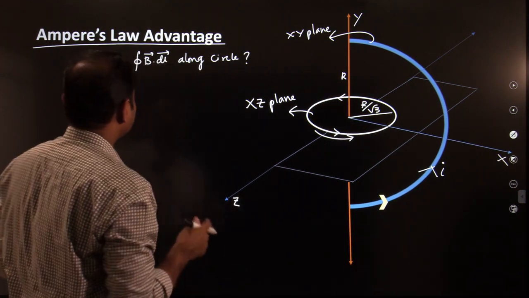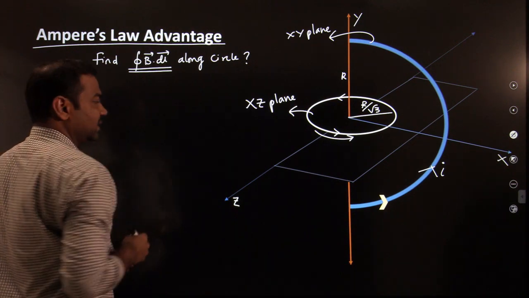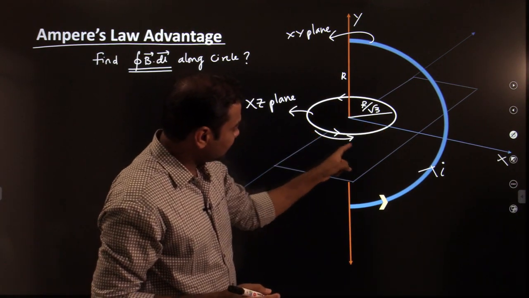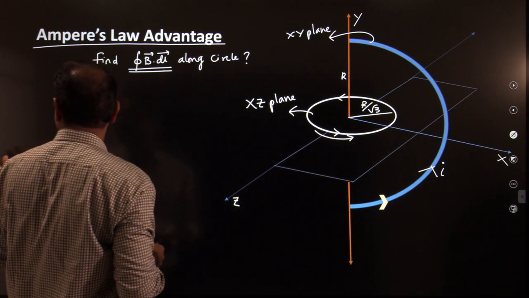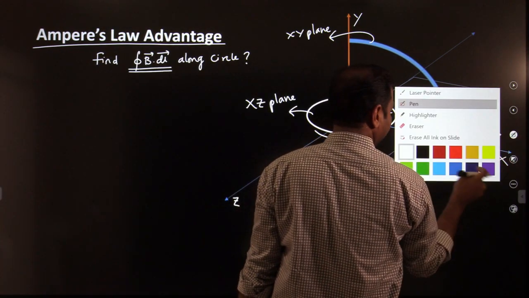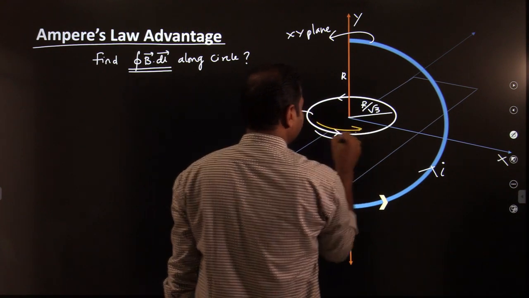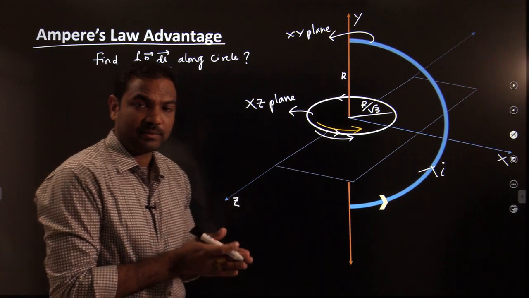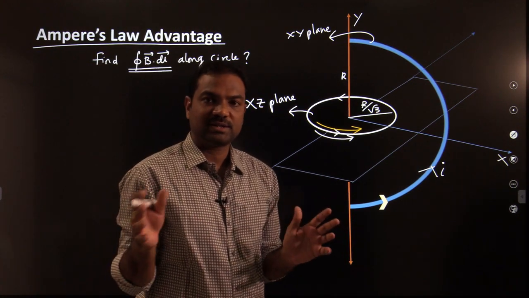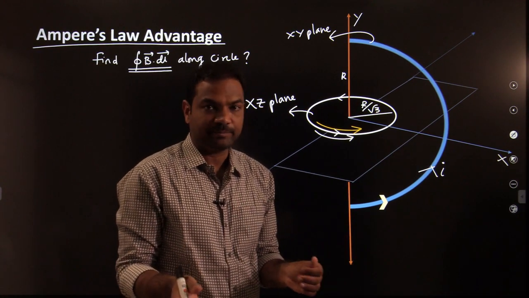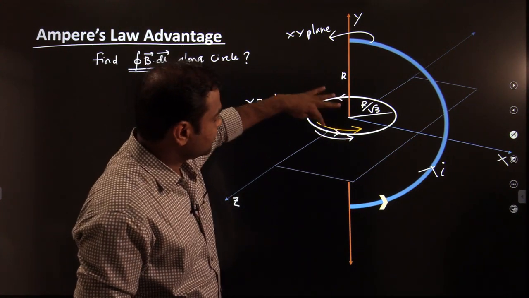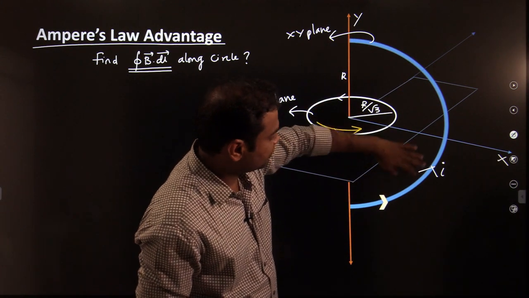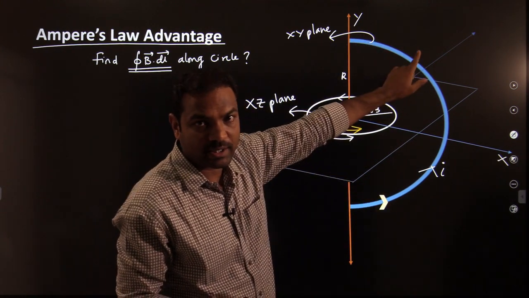Now what is our task? Our task is to find the integral of B dot dl, which is a line integral, along this circle, in the sense I have shown. The sense is clearly given here. In this sense only we want to find the value of the integral of B dot dl, because a line integral always has some sense. So this is the question: find the value of the integral of B dot dl due to this semicircular current carrying wire.